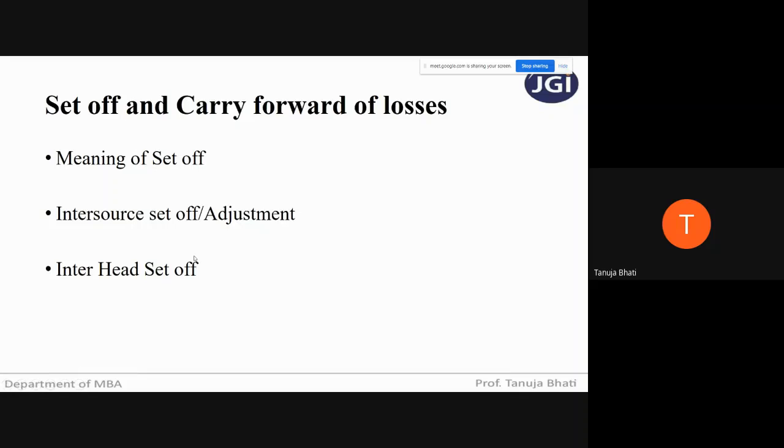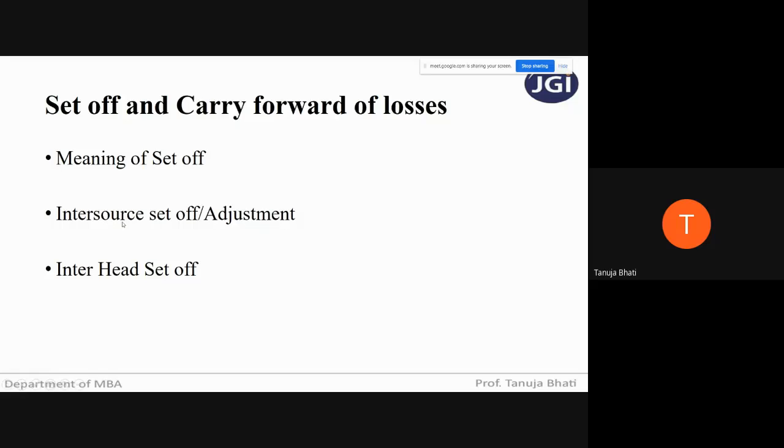Next is, we know that income is earned also by owning and maintaining race horses, correct? So loss whatever you are incurring from the activity of owning and maintaining race horses can be set off only against gain from the activity of owning and maintaining race horses. It cannot be set off against income from other sources of income.